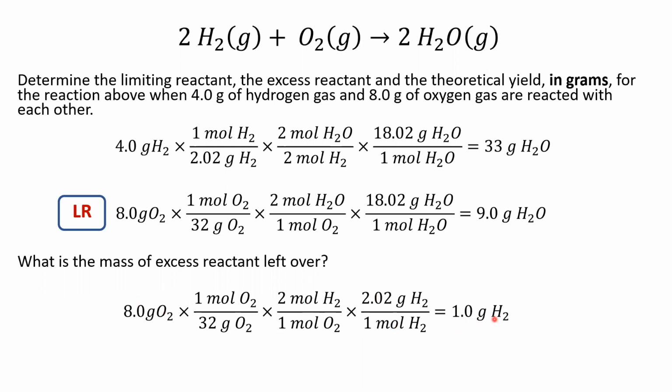Now, the question didn't want to know how much hydrogen reacted. The question wanted to know how much is left over. We started with 4.0 grams. We decided that 1.0 grams reacted. That means the rest of it is in excess. So we just have to subtract the mass that reacts from the total mass that we started with, and that tells us the mass that's left over.